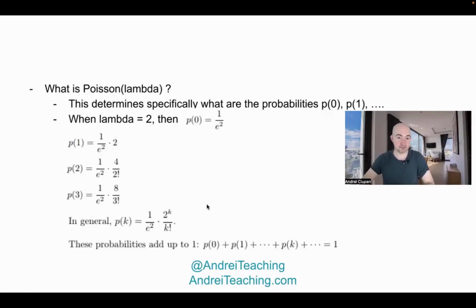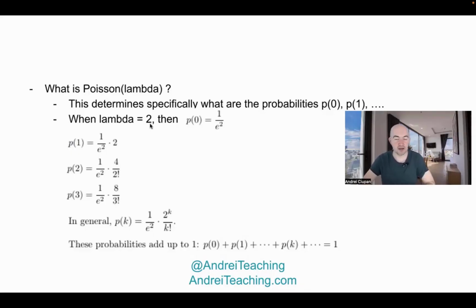But as required, these probabilities do add up to 1. And it's actually a pretty cool result. You can try to think about it. It's actually quite a nice result, proving that these probabilities add up to 1. So this is a Poisson with lambda equals 2.